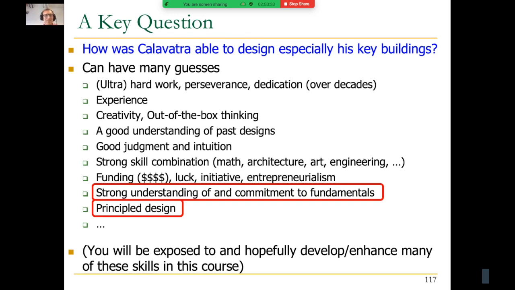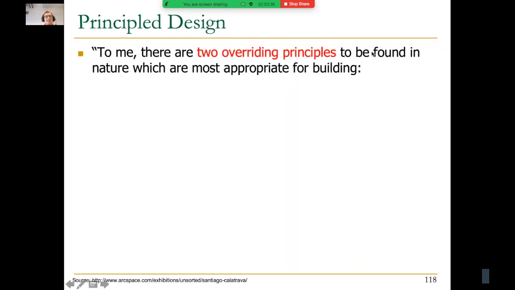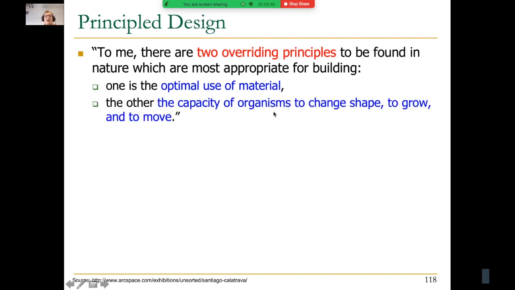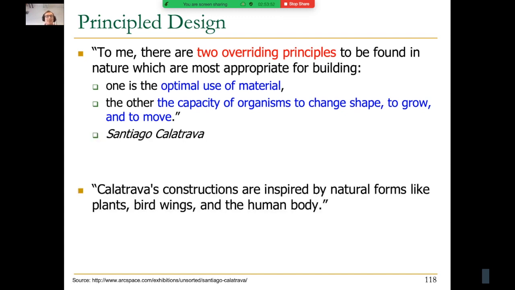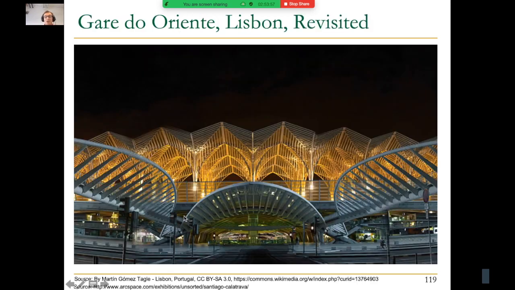If you knew exactly what would happen in 10 years from now, that would be really nice actually for many, many things, right? Okay, so basically these are the principles. This is in Calatrava's words. To me, there are two overriding principles to be found in nature which are the most appropriate for building. One is the optimal use of material, and the other is the capacity of organisms to change shape, to grow, and to move. So a lot of his works actually open up, for example. And other folks say that these are inspired by natural forms like bird wings and the human body.